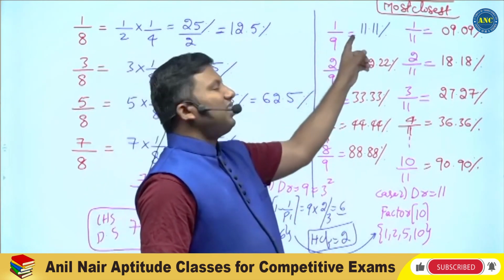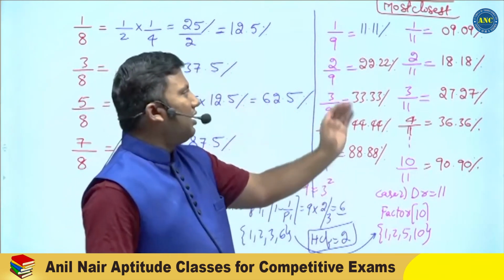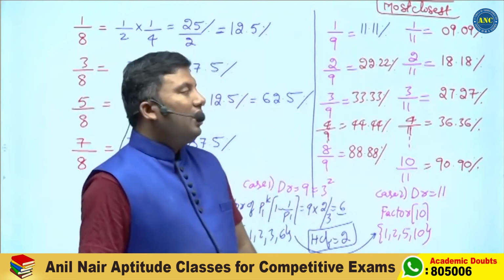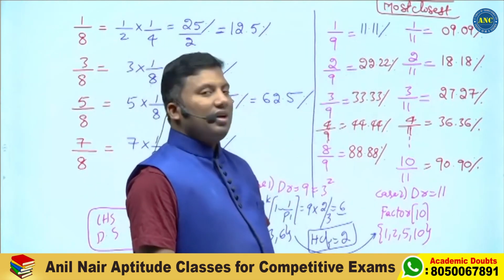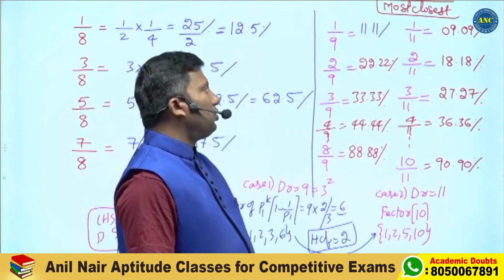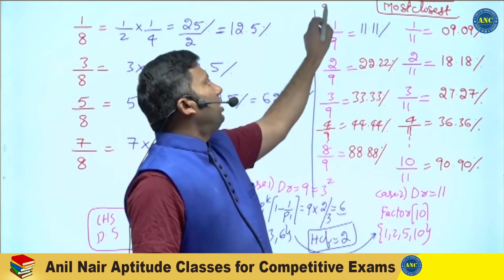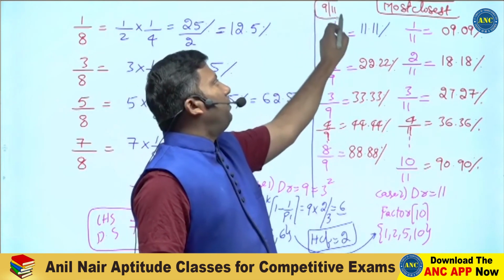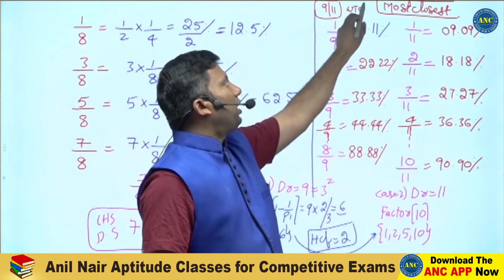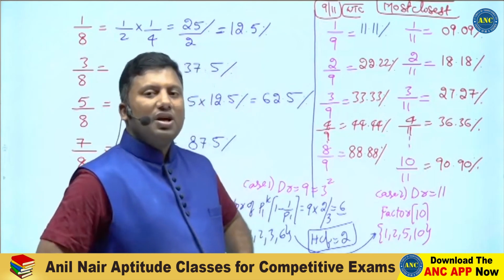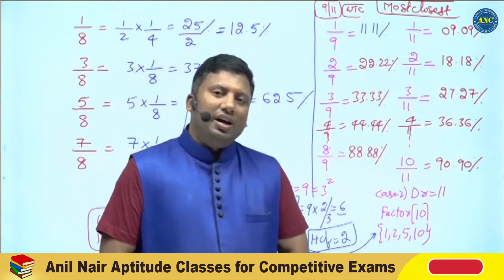So 9 is not a factor of 100. So the closest will be 11.11. 2 times 11 is 22.22. Or in case you want to remember it, remember 9 by 11, World Trade Center collapse.